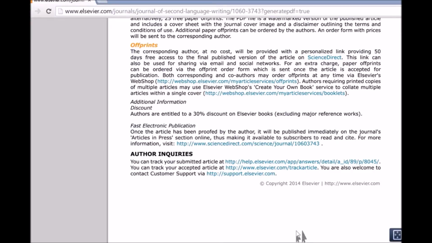But they do give you here a link down here so you can track your paper and you can track your article. This says contact customer support, it doesn't say contact the editor. So once you're in the process, you probably will have minimal contact with the editor.